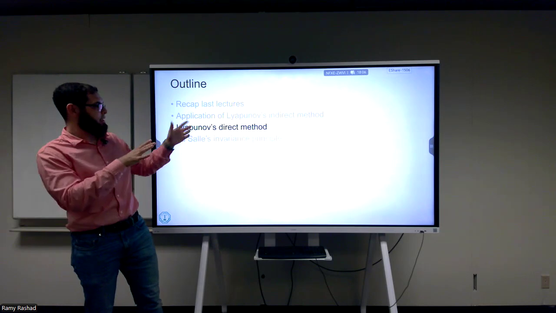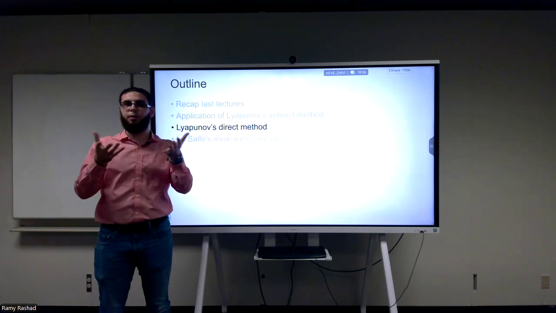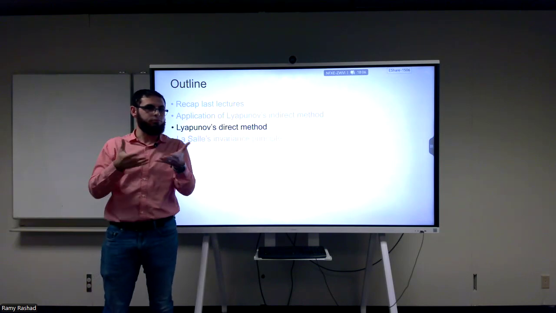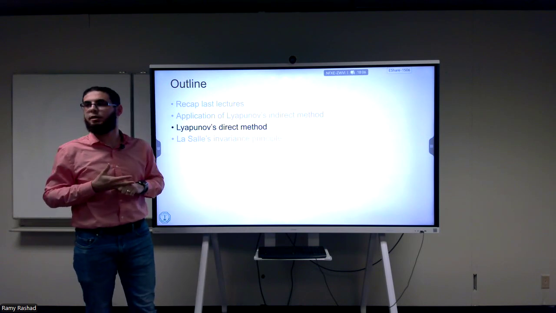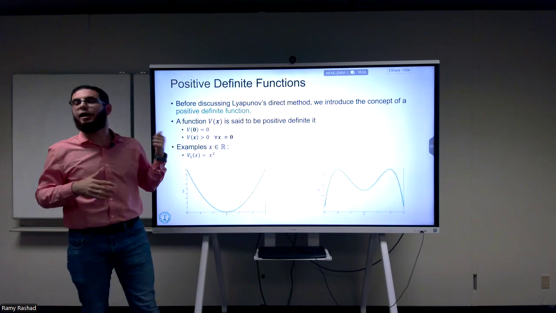Now, this is Lyapunov's indirect method. Again, very simple to apply. And you can conclude either the local asymptotic stability or the instability of some equilibrium points. But Lyapunov's direct method is more general.